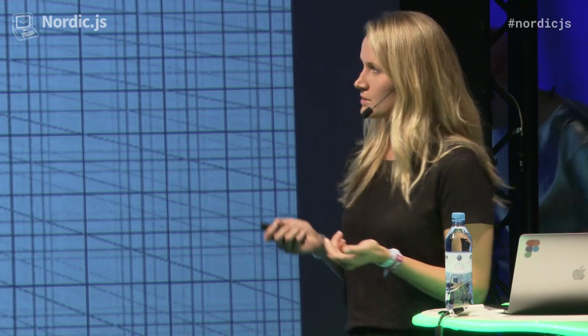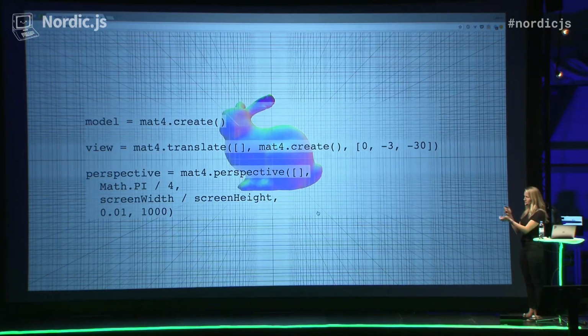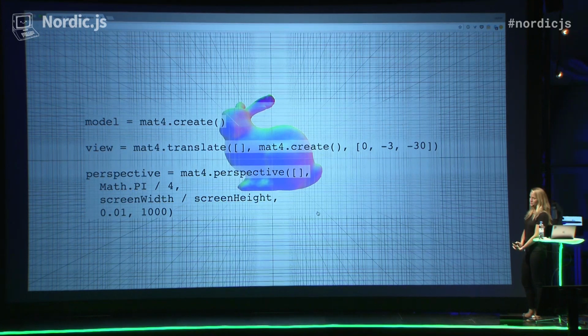So now that I've talked about these 3 types of matrices, this is actually what was happening in the original not moving bunny matrix. There was a model matrix, which is the identity matrix, so it's not transformed at all. And then the view matrix kind of moves everything back by 3 and down by 3, and the perspective matrix is a standard perspective projection matrix.